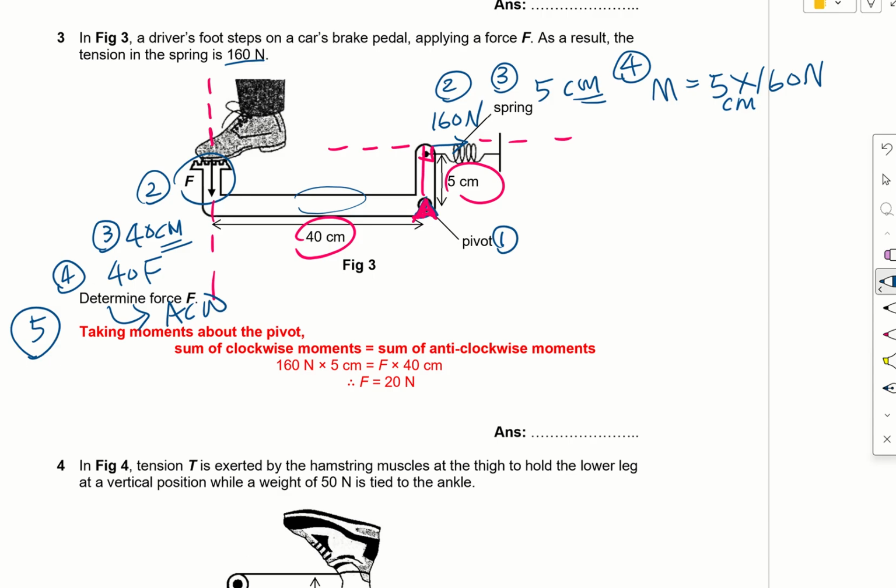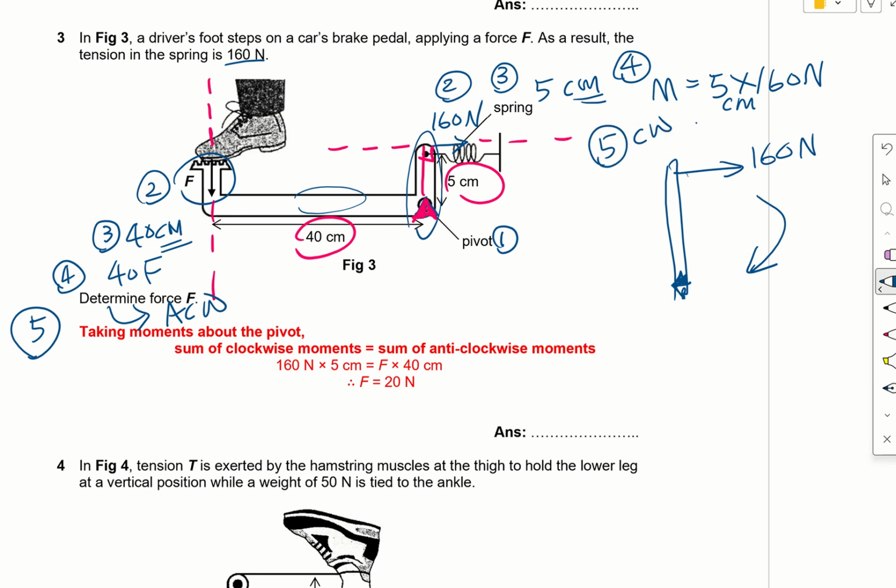Okay, the moment due to the 160 Newton. In this case, you can actually hold the pen this way, and the pivot is here. You hold it here. You apply a force of 160 Newton on top of it. So you try to use your pen to look like this scenario, and it will then give me a clockwise direction. So step 5 is clockwise.